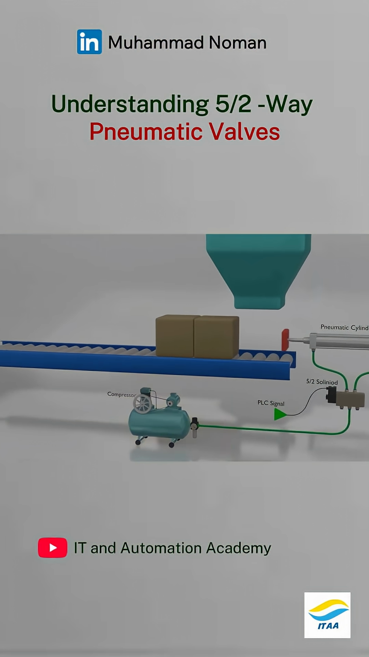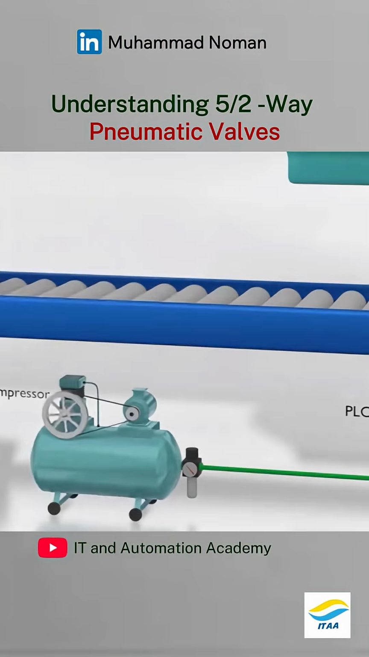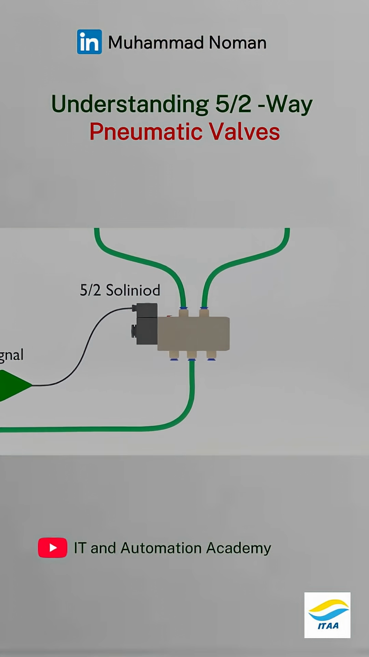Air compressor, as you can see here, the job of that pneumatic device is to provide you pressurized or compressed air. A 5x2 way valve has 5 ports and 2 positions. This is why we call it a 5x2 way valve. 5 is for 5 ports and 2 for 2 positions.